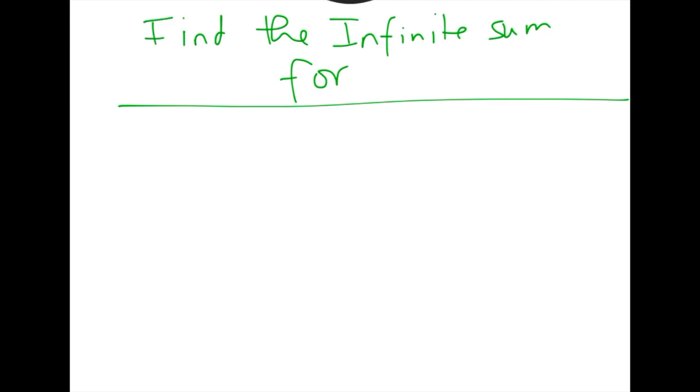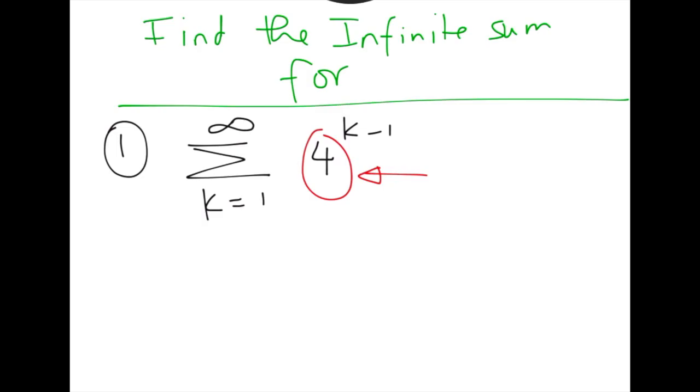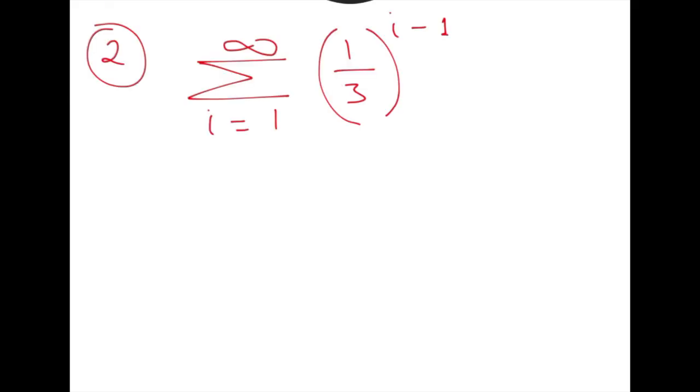Find the infinite sum for this right here. All right, let's see. This one has the r, which is greater than 1, so there is no sum because it diverges. Number 2, okay, so here r is less than 1, so that's good.